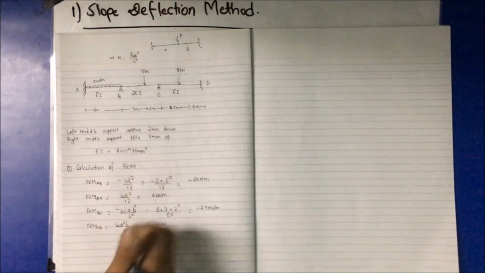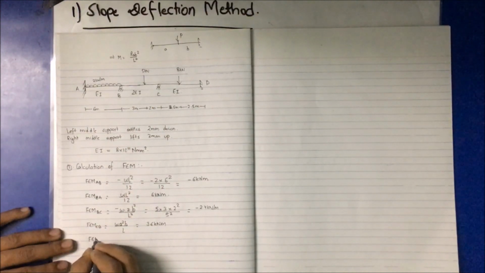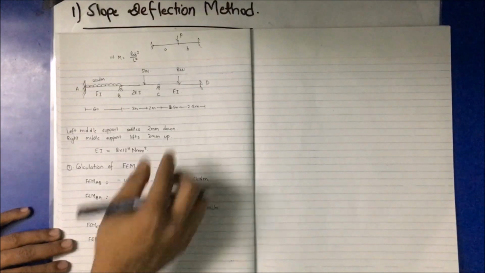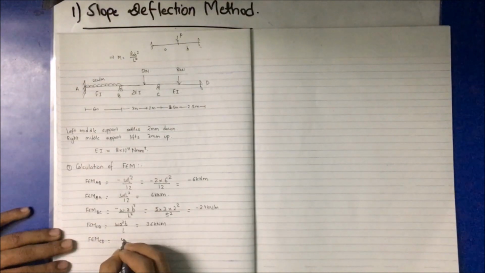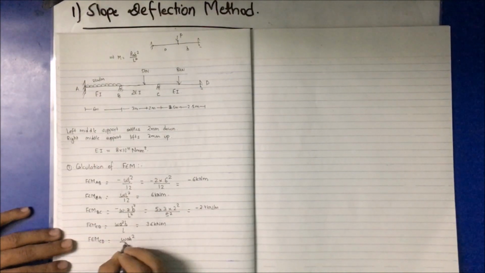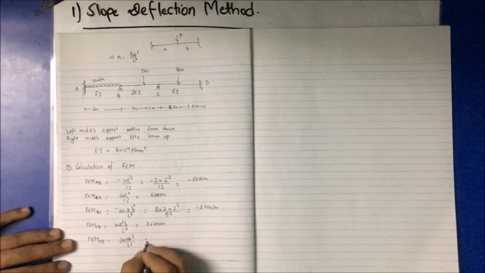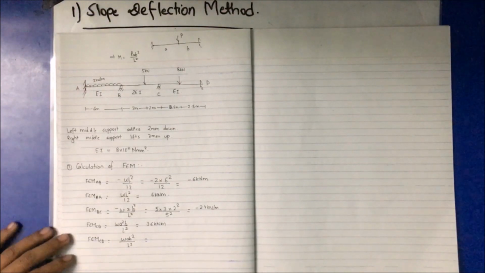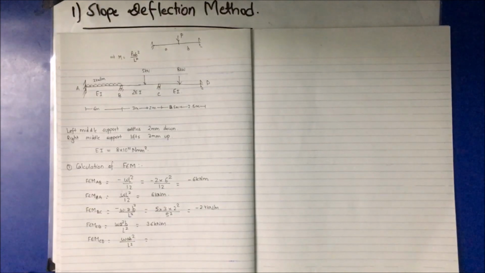Now moving to CD, the fixed end moment for the CD member, again a point load, so W A B square by L square. Now you can make a point formula for a point load acting at the mid span.